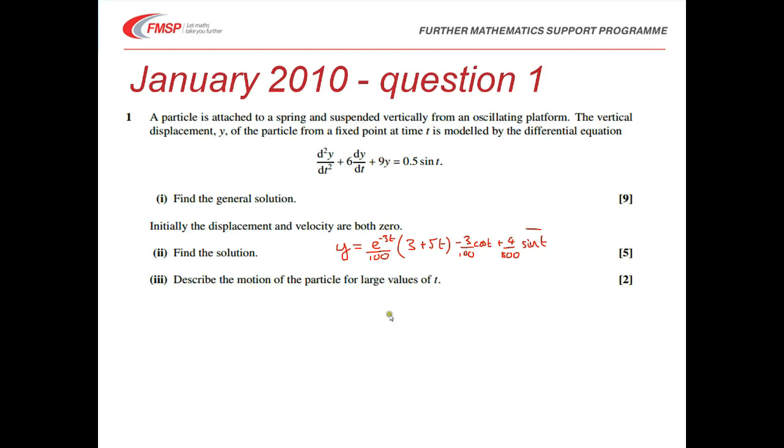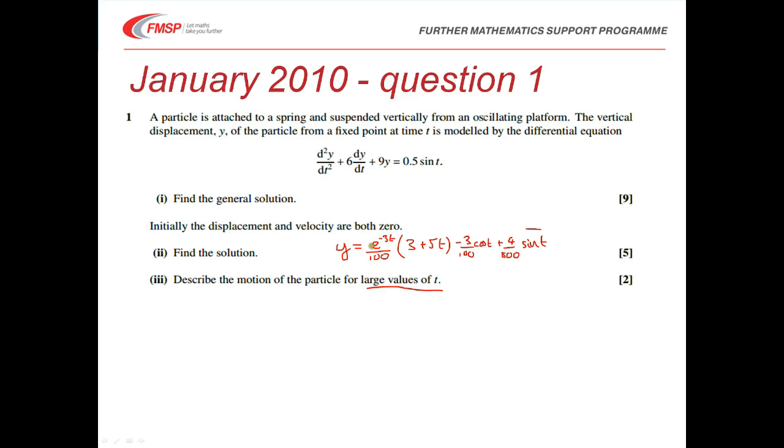So part 3 is almost always asked about in these sort of questions as a follow-up to part 2. And if you have a solution, you should be able to describe what happens to that solution, particularly for large or small values of t. In this case, they've asked for over time, what happens to this? And by looking at the bits in your solution, you should be able to see this term here has a negative power with t in it.